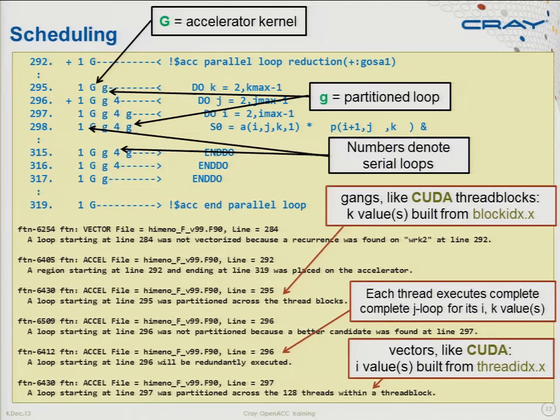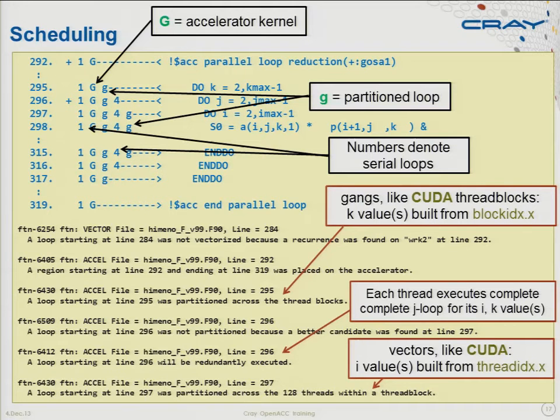After the source code with these annotations, you find some messages. One of the messages says, a loop starting at line 284 was not vectorized. That's the iteration loop. Of course there's a recurrence, it's an iteration loop. So it was not vectorized, well that's what we would expect. A region between these lines, which are the lines where we added the parallel loop directive, was placed on the accelerator. That corresponds to the big G.